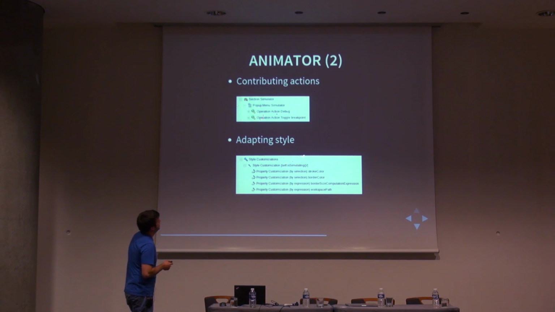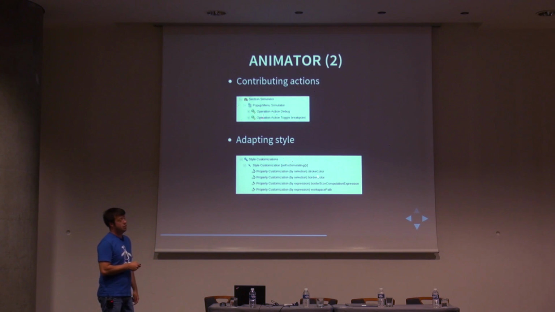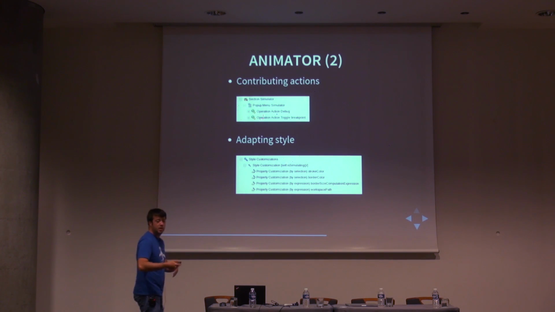The styles are based on the style customization support, which is right into Sirius, with predicates like, hey, if the current object is simulating, then we are going to change the color of the label, the border, make the border slightly bigger, and in some cases update the path used to get the image of the current shape.